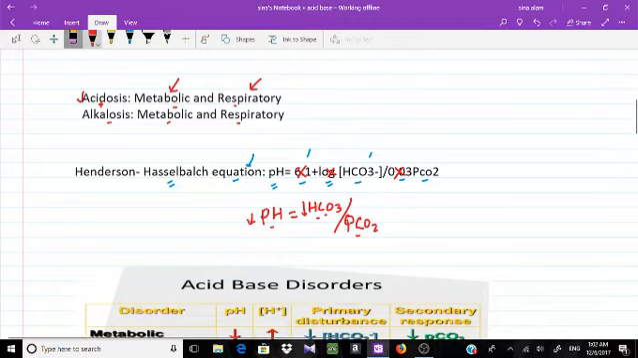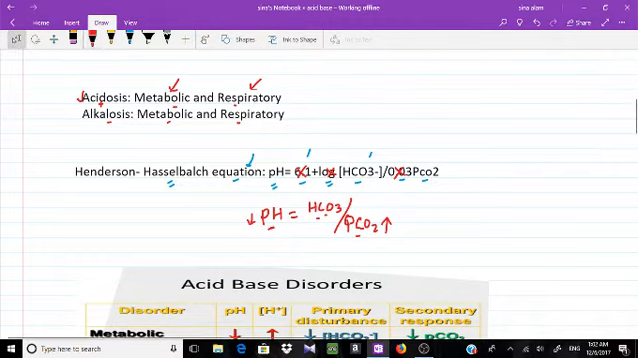Or you can say it the other way: if you increase the PCO2, because you are increasing the denominator, this equation will give you a lower value, or simply the pH will go down. So you will say, okay, this is an acidosis due to change in the PCO2, so you can call it respiratory acidosis, right? So this is a simpler form of the Henderson-Hasselbalch equation, not too bad, right?